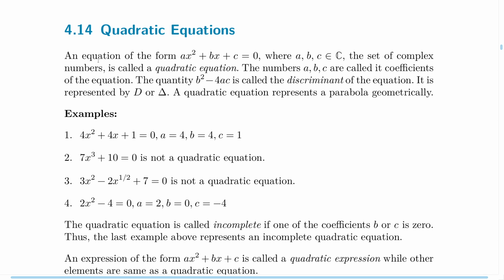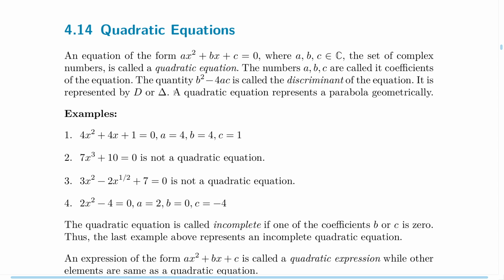So a quadratic equation has this form: ax square plus bx plus c is equal to 0, where a, b, c are in the set of complex numbers. So this is called a quadratic equation. Now the numbers a, b, c are called its coefficients, that is coefficients of the quadratic equation. The quantity b square minus 4ac is called the discriminant of the equation. Typically it is denoted by capital D or delta.